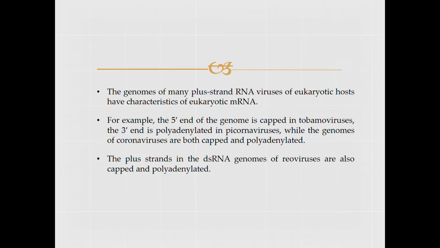These are the examples that you should have to cram. And the 3' end is polyadenylated in the coronaviruses, while the genome of coronavirus is both capped and polyadenylated. The plus strand in the double-stranded RNA genome of flu viruses is also capped and polyadenylated.